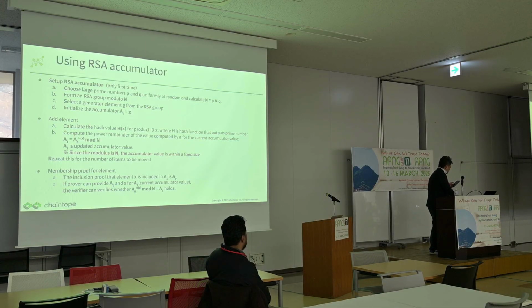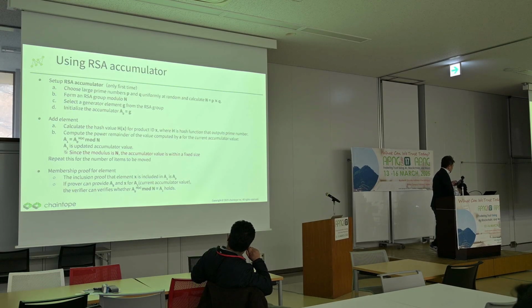When you are adding an item, calculate the hash value H(X) for product ID X, where H is a hash function that outputs a prime number. Then compute the power remainder of that value for the current accumulator value. Compute this expression, and A1 is the updated accumulator value. Since the modulus is N, the accumulator value is within a fixed size. So repeat this for the number of items to be added.